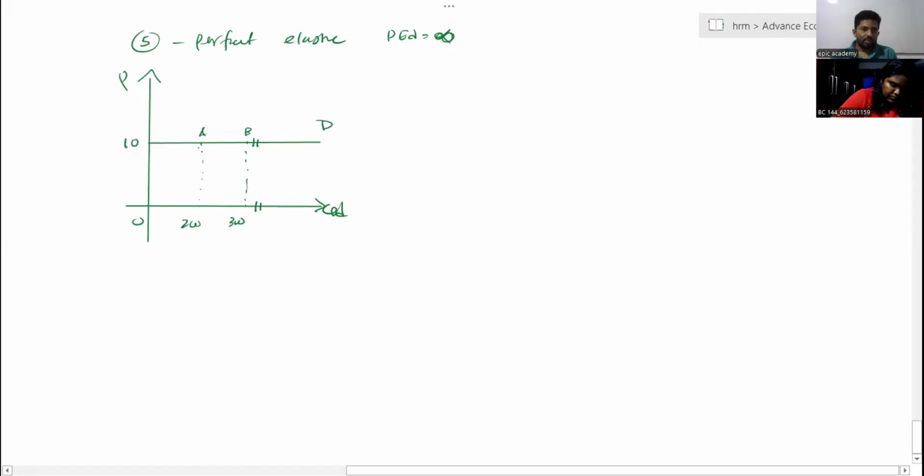Okay. So now you can identify PED. Delta QD must have a value. Delta P, there is no change in the prices. So just consider A. Delta QD is just 100. Delta P is 0. Price is just 10, no change. Quantity is just 200. So in the calculation, everything must be divided by 0. You cannot divide by 0. That is infinity.